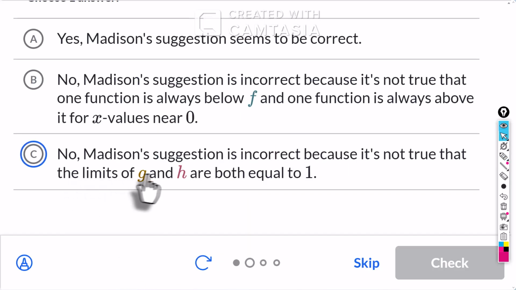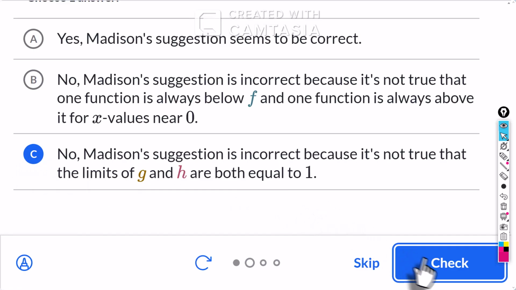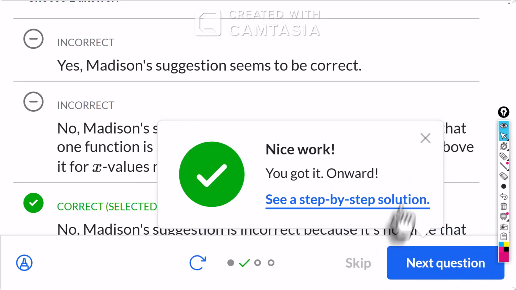Answer C, Madison's suggestion is incorrect because it's not true that the limits of g and h are both equal to 1. I showed you one of them was 1.5 and one of them was 0.5, so that's no good. Has to be the same limit.